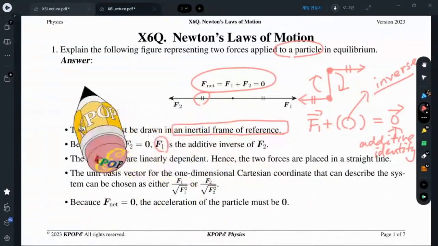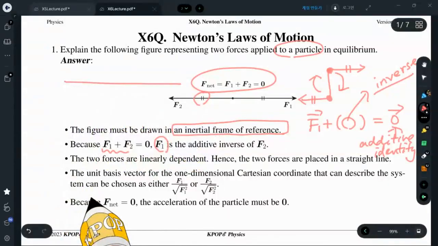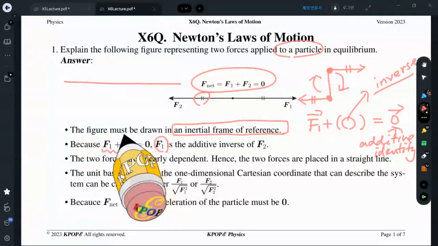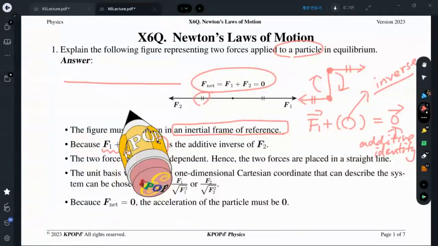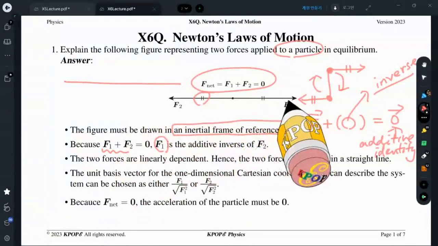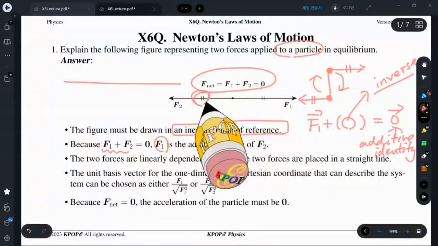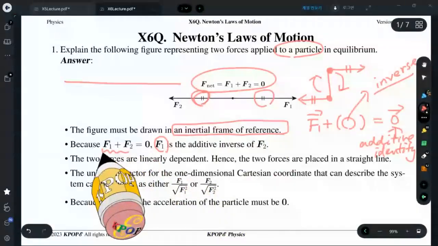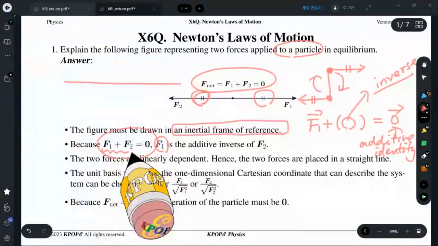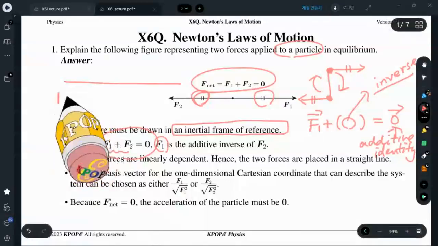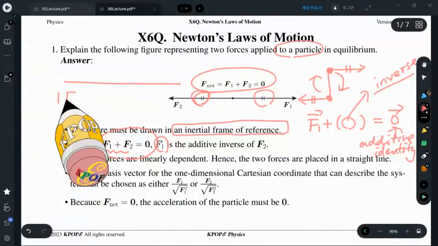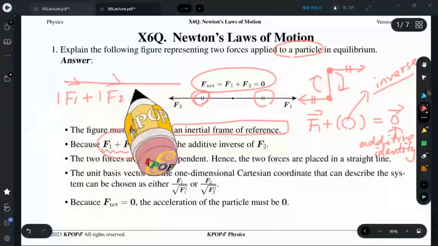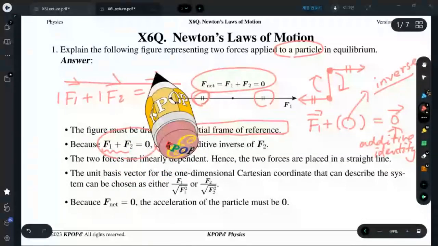We have only a single direction, and the number of basis vectors is the number of mathematical dimensions. And in here, we have only a single direction, either this or that. And this one evidently shows that 1 times F1 plus 1 times F2 equals 0.